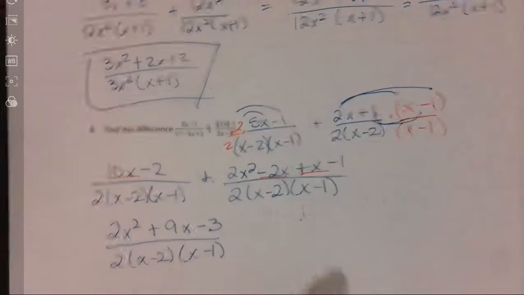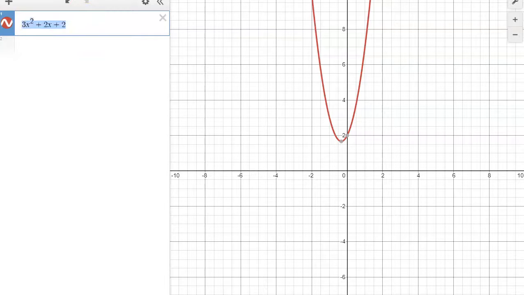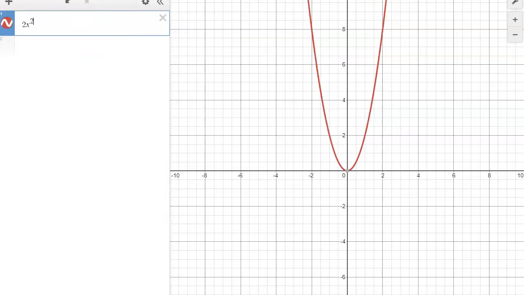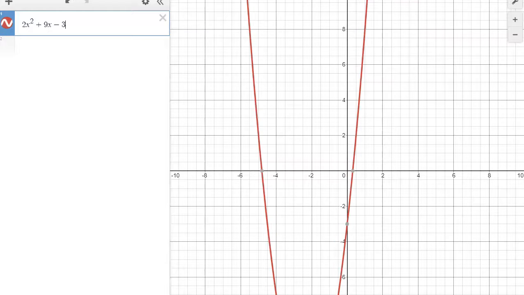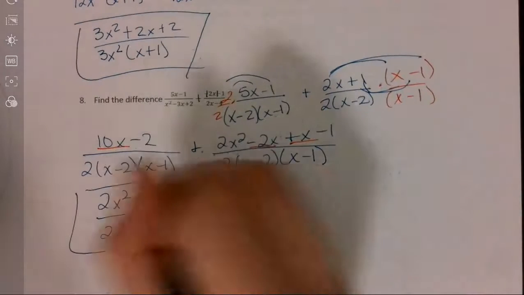I need to check to make sure my numerator doesn't factor. I'm pretty sure it doesn't. Which is disappointing. I kind of wish I had one that did. Okay, so it does factor, but it doesn't factor nicely. It gives me decimals, so that won't work. So my final answer here is just this.